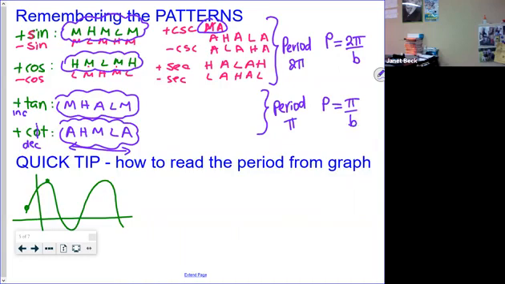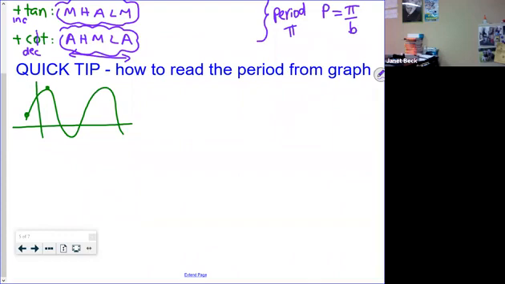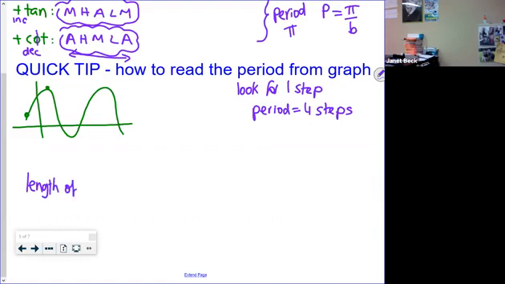Okay? Now, how to read the period from a graph? The way I showed you just now is I said, just look for one step. The easiest place to start is on the y-axis. Go to the next step in your pattern and read how far you went. Look for one step, and then the period is 4 steps, so you just multiply that length by 4. There is another way, if you've got enough graph drawn: the period is the length of one full cycle. That's its definition.